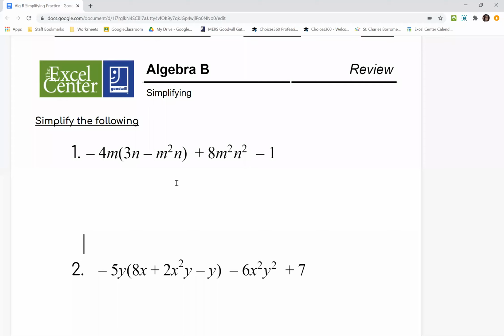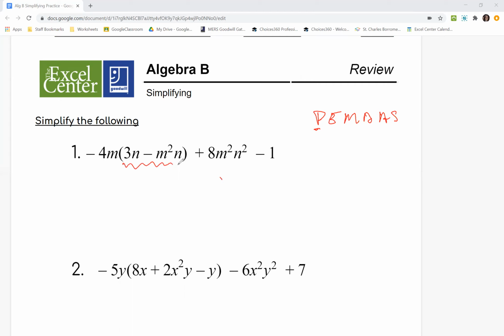Okay, so I have this expression: negative 4m times the quantity 3n minus m squared n, plus 8m squared n squared minus 1. With order of operations, let's review it: Please Excuse My Dear Aunt Sally. Parentheses comes first, but it talks about what's inside of parentheses. When you're working with algebraic expressions, what's inside of parentheses might not always have to be simplified.